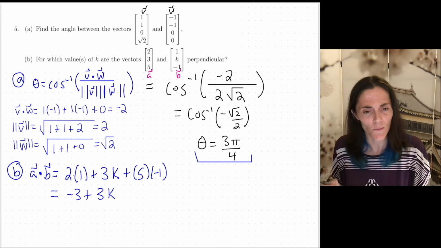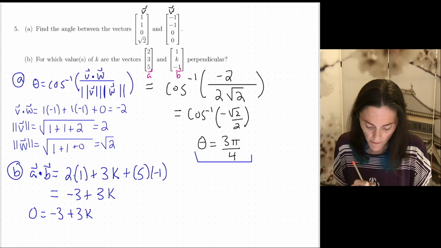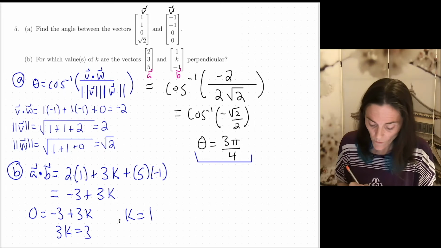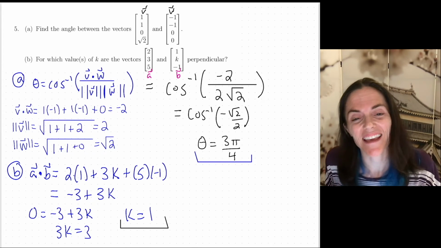Now, we want these to be perpendicular. So this would say their dot product is 0. And you see, we get 3k is 3, or equivalently, we see k is 1. But this is our answer to letter B.